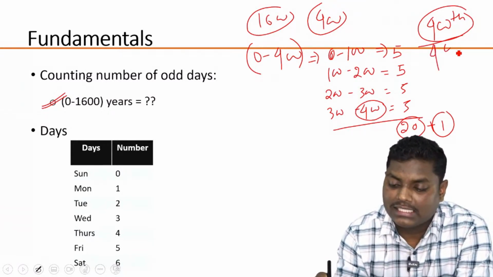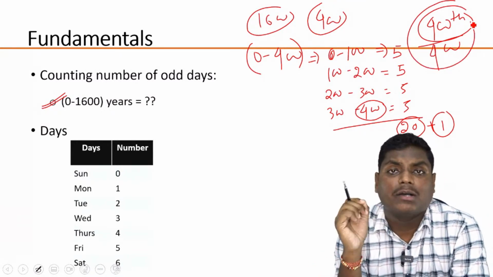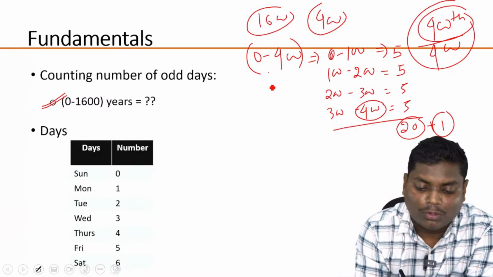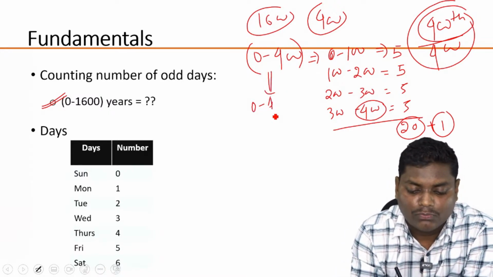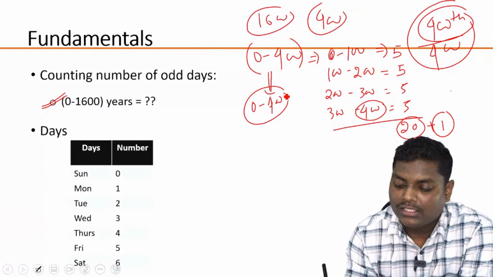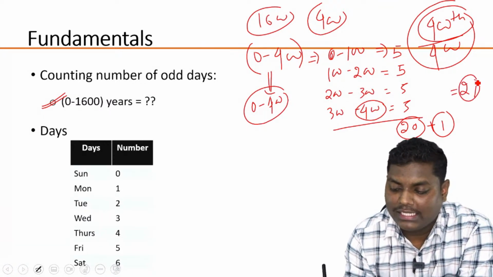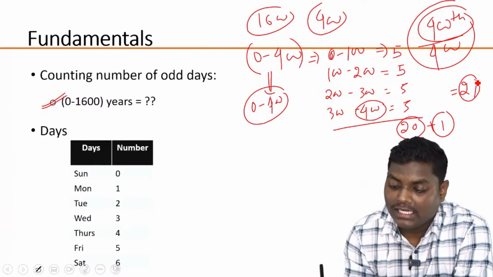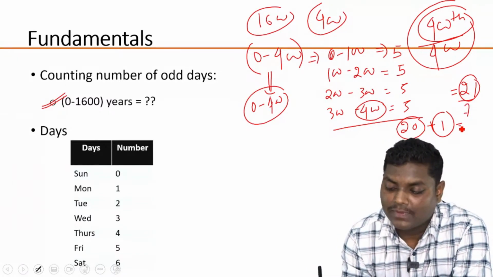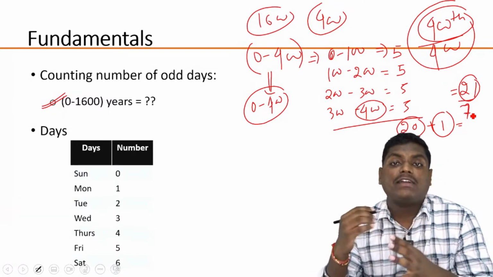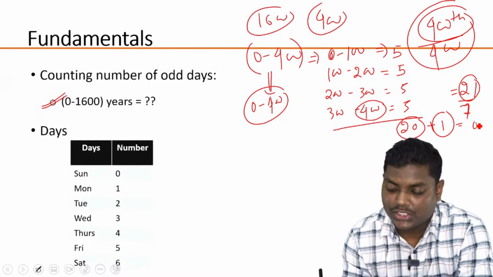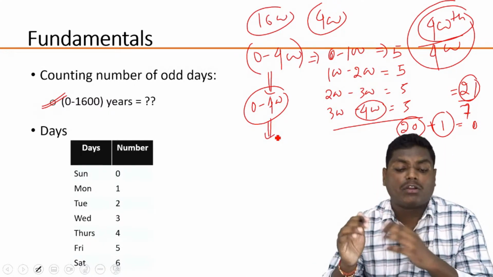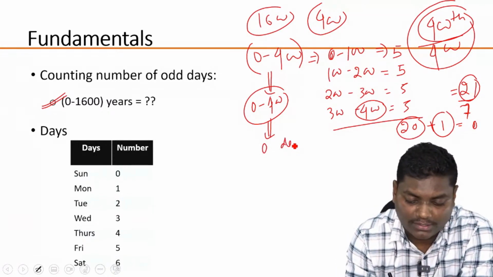The same reason that if we divide it by 400, it is completely divisible. So we are getting plus 1 over here. So from 0 to 400, the total number of odd days we are getting is 21. Now, whenever you are getting any number greater than 7, just divide by 7 and see. So if we divide 21 by 7, you just get remainder 0. So the number of odd days is 0.